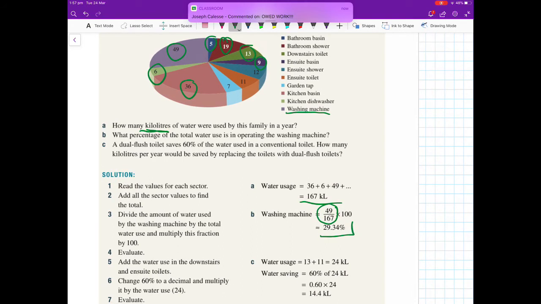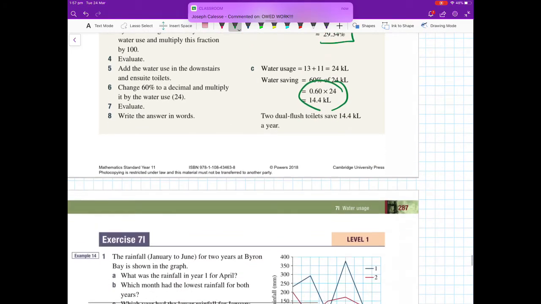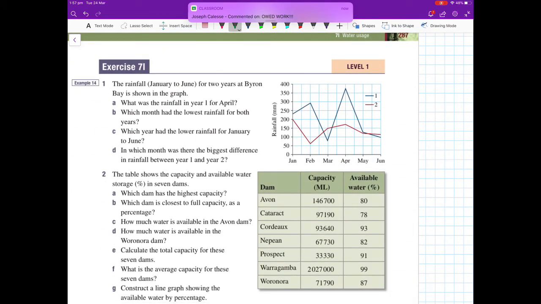Last one up is asking for the change if we use a dual flush rather than a conventional toilet. Now there are a couple of different toilets on here, the ensuite and the downstairs, so we've got to add both of those together. So the ensuite was this beautiful 11 and the downstairs was that 13 back there. Total of 24 kilolitres all up. To find a percentage of something, you times, which gives us our answer there. For all of the questions, just as we did then, read the question, look at the graph, and of course be very, very careful when you're doing it.